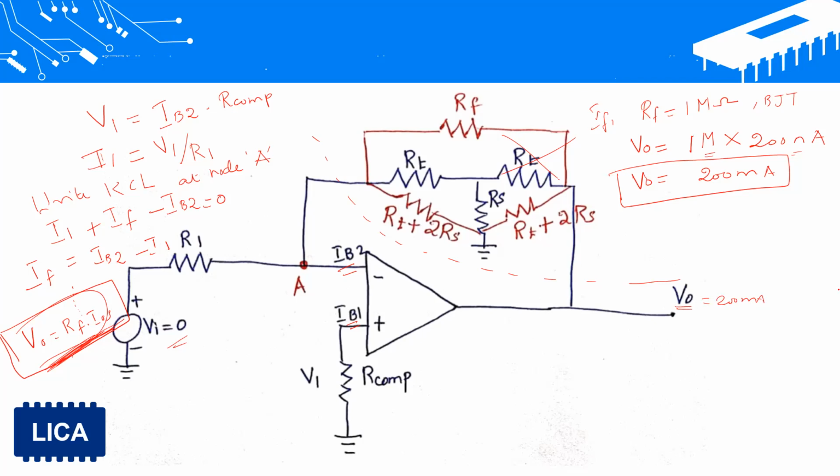So in order to reduce this unwanted voltage, we have to reduce RF in this relation, because V naught and RF are directly proportional, right? So to reduce V naught, we have to reduce RF. But if we take a very small RF resistor, the whole design will collapse. So this is not a good idea. This is a very bad idea.